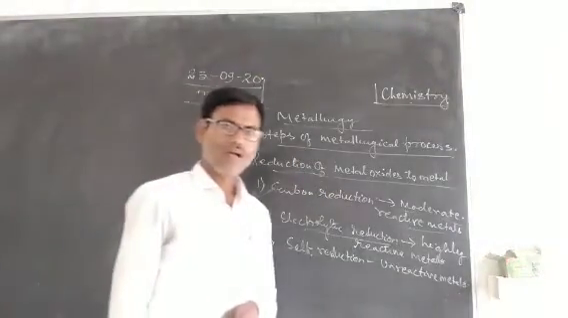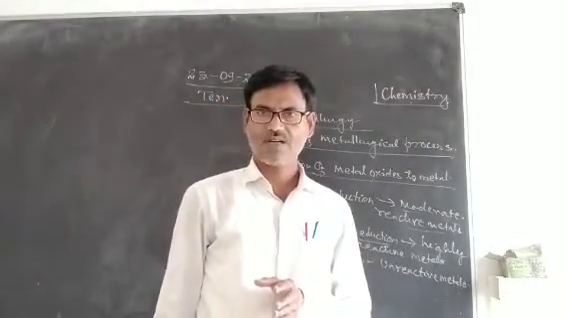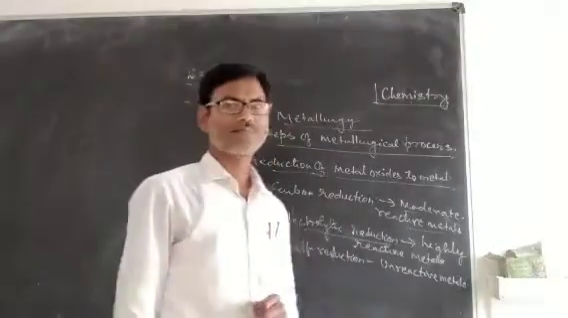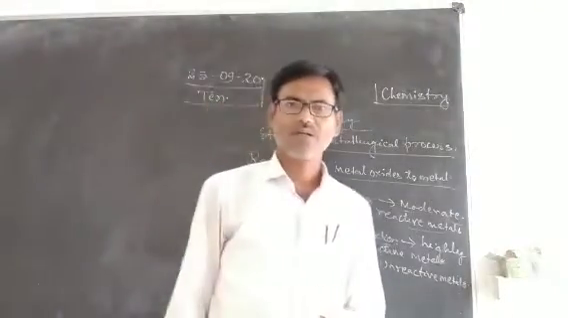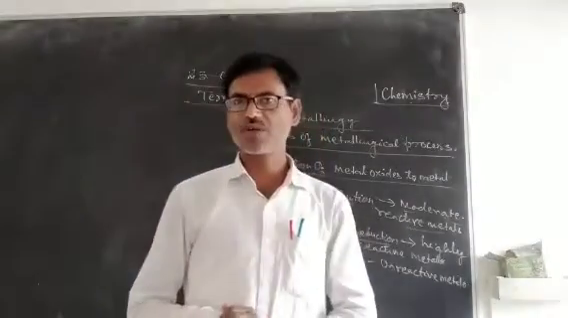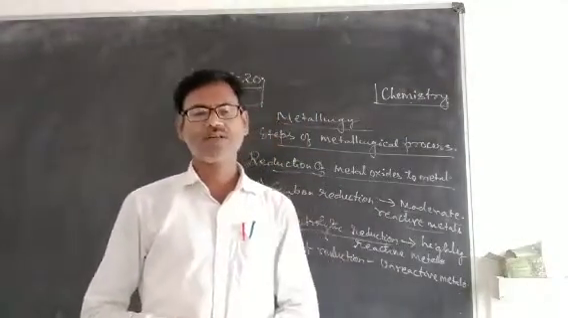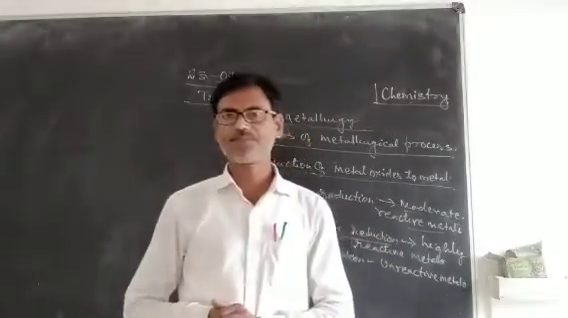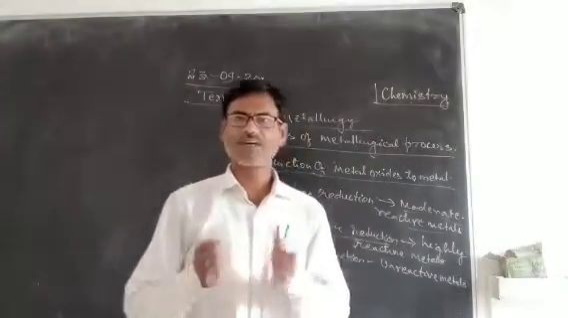And in case of less reactive, unreactive metals, such as copper, mercury, silver, gold, etc., by self-reduction, the metal oxide is converted into metal. Thus, there are three methods for reduction of metal oxides into metal: carbon reduction method, electrolytic reduction, and self-reduction. One by one, we will discuss each of these three methods.